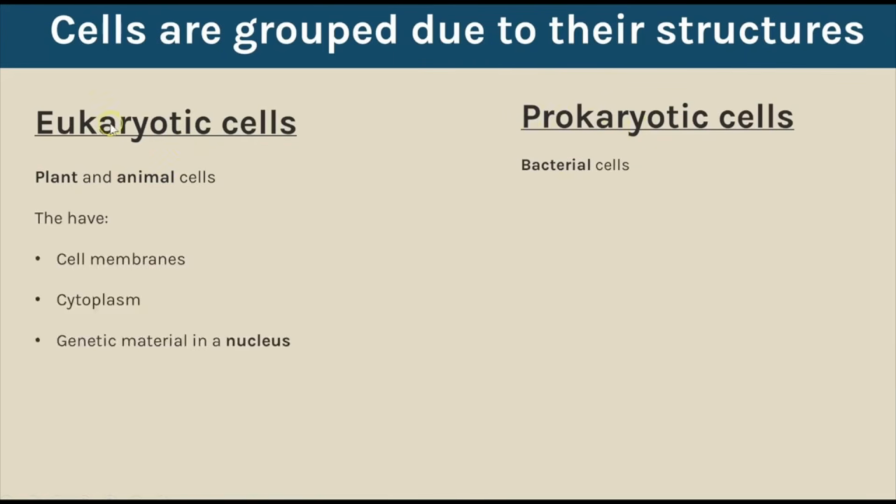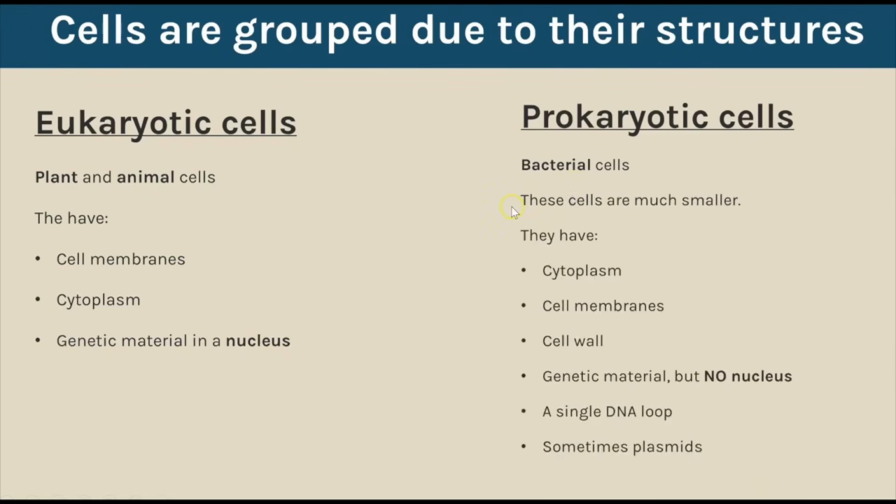Some of the key structures in animal and plant cells, which are our eukaryotic cells, are the cell membranes. They have cytoplasm, and this is the key one here. Their genetic material, the DNA, is found in the nucleus. If we compare this to a prokaryotic cell, like bacteria, first of all, they are much, much smaller in size. But also, there are some differences. There are some similarities though also.